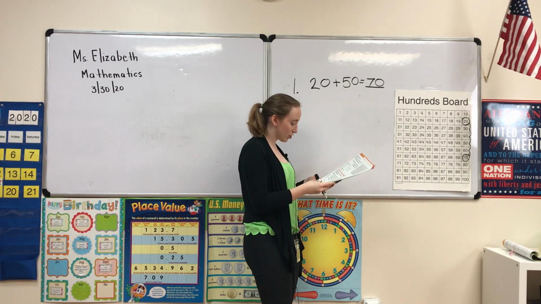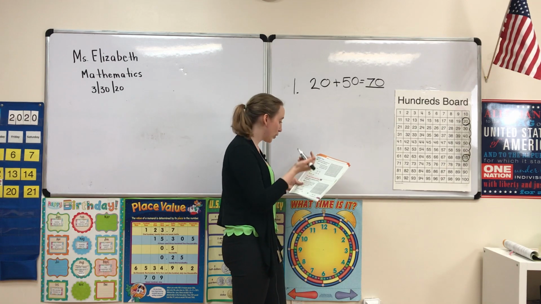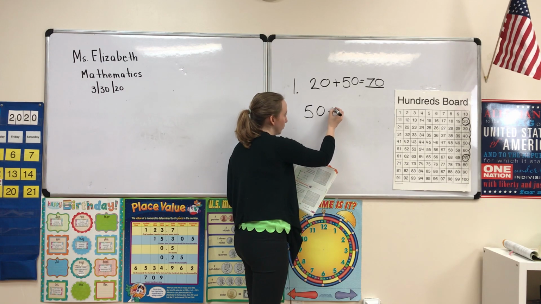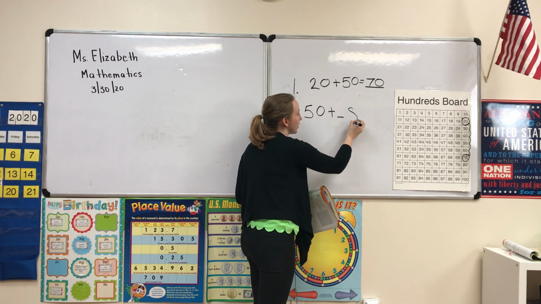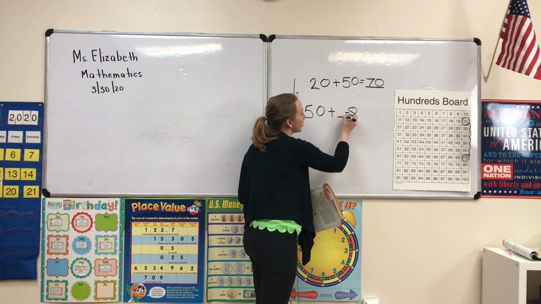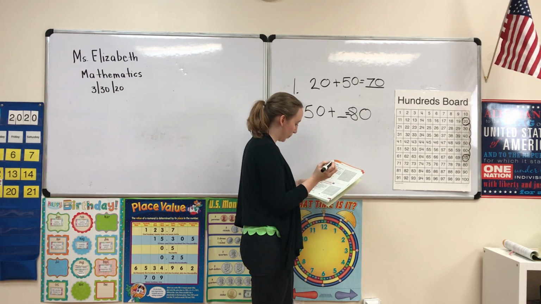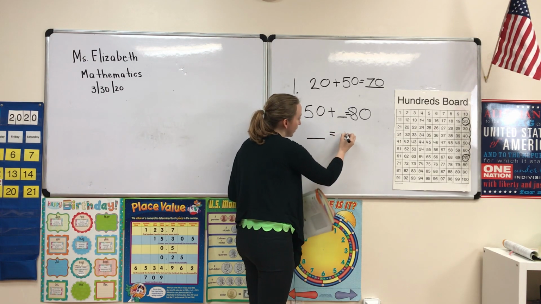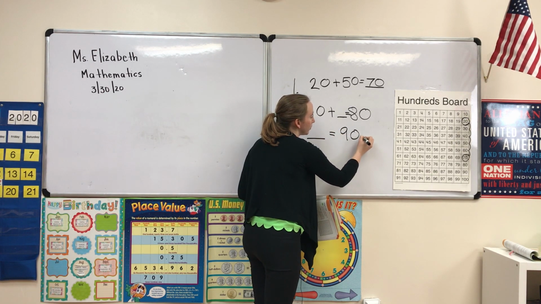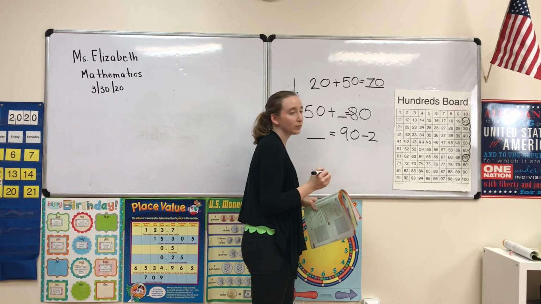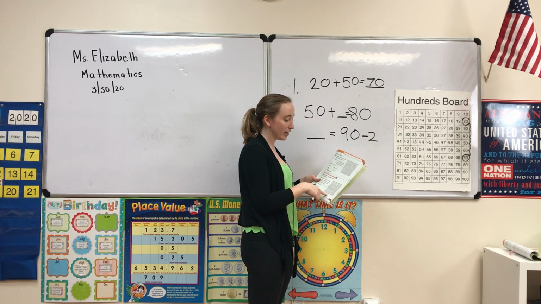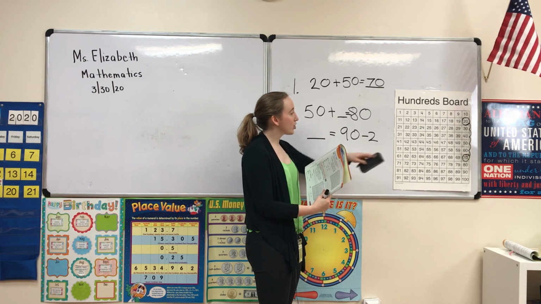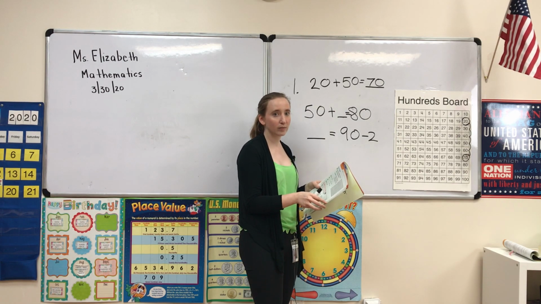The last two, addition and subtraction, I want you to do on your own, but to use the number chart. You have 50 plus what equals 80. And we also have what equals 90 minus 20. You can go ahead and use the numbers chart in your book to circle and move up and down just like I did by tens.